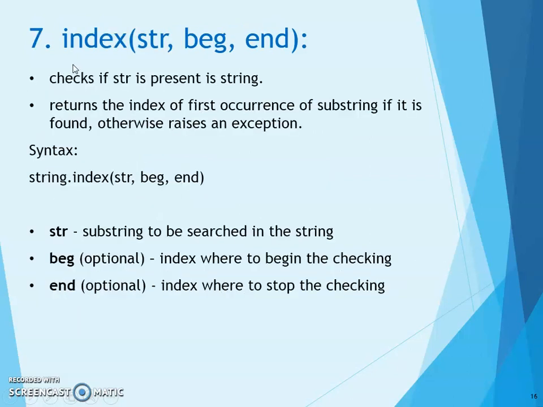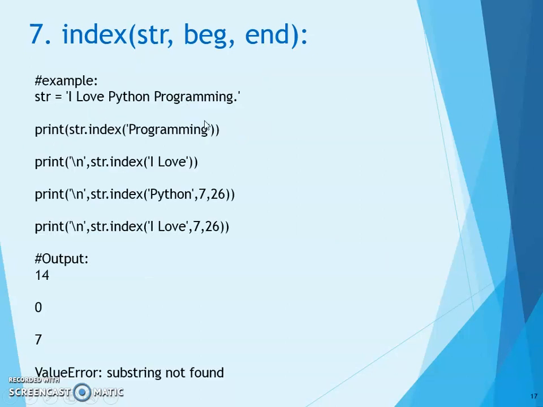Next is index. This checks whether the substring is present in the string or not. This will again check the first occurrence, the same as the find method. But if it is not found, then it will raise an exception. Otherwise, it is the same as the find method. So, as "programming" is present here, it will return that index. As the substring "I love" is also present, it will return the 0th index.